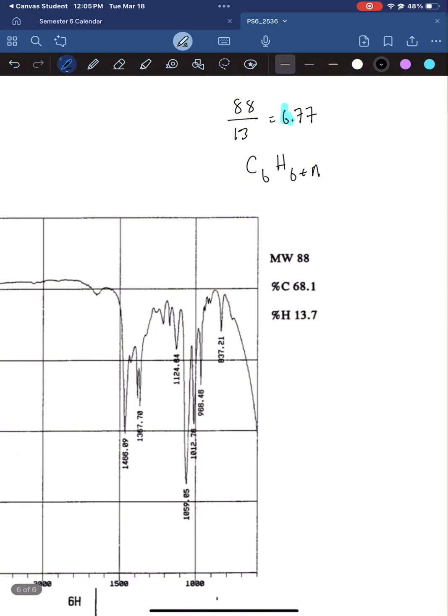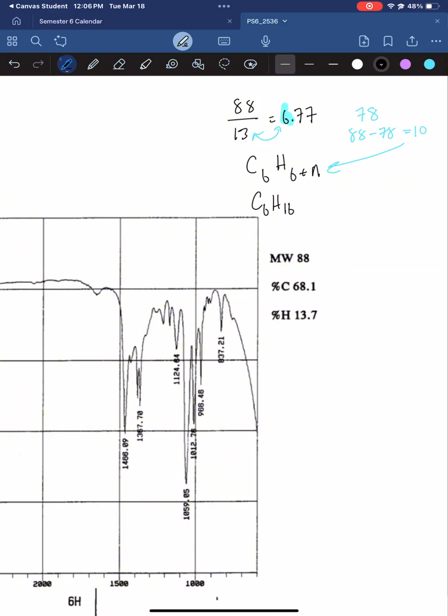And now the next step is to multiply 13 and 6. And if we multiply that, we get 78. And if we take the difference between 88 minus 78, we get 10. So if we add 10 into here, the molecular formula should be C6H16. Does this make sense?